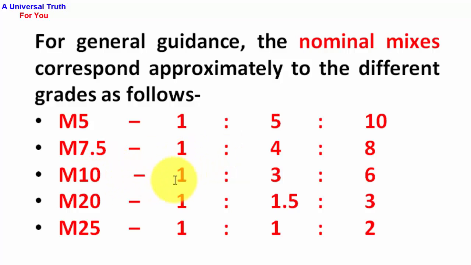Similarly, M10 is 1 ratio 3 ratio 6, means 1 part of cement, 3 parts of sand and 6 parts of coarse aggregate. And in M20 it is 1, 1.5 and 3, means 1 part of cement and 1.5 parts of sand and 3 parts of coarse aggregate. And M25 it is 1 part of cement, 1 part of sand and 2 parts of coarse aggregate.